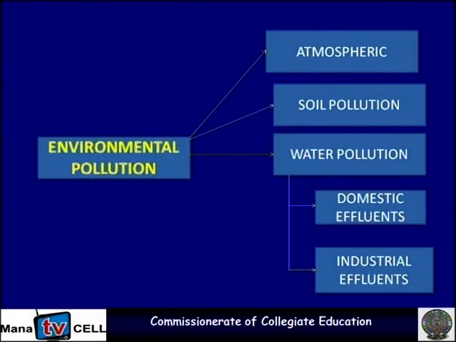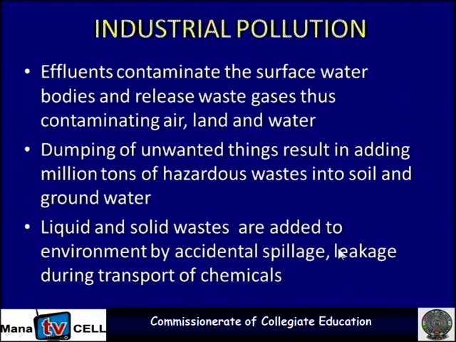Environmental pollution includes three main types: atmospheric pollution, soil pollution, and water pollution. Today we will discuss water pollution. Water pollution is mainly caused by domestic effluents and industrial effluents. In industrial pollution, the effluents contaminate surface water bodies and release gases, thus contaminating air, land and water.